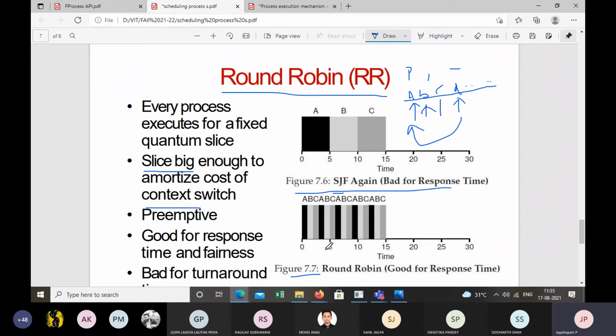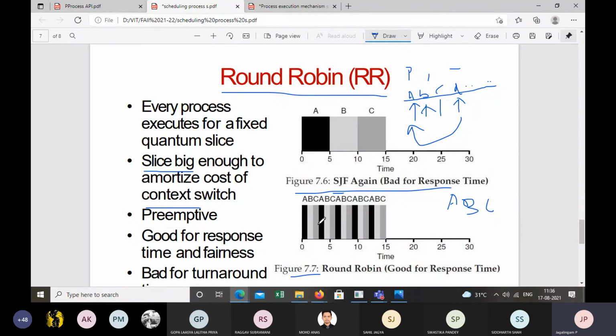Look at figure 7.7. First, you have a list of all the processes kept in a queue. In the queue you have processes A, B, C. Process A is executed for some milliseconds, and then it moves to process B. Process B is executed for some time, and then we move to process C. C is executed for some time, and then we come back to process A. Process A will be executed for some time.